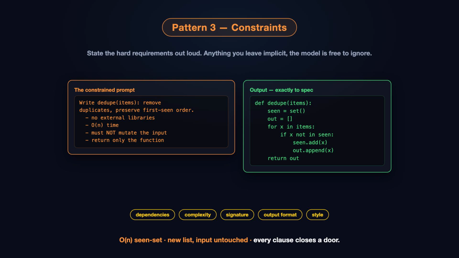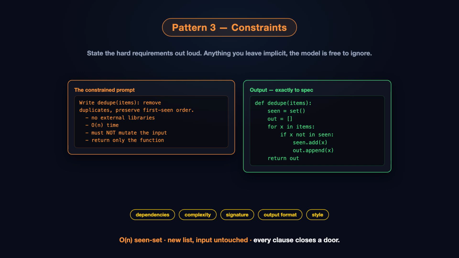And here's the output, clean, and exactly to spec. It keeps a seen set for O of n membership checks, it builds and returns a brand new list so your original is untouched, order preserved, no imports, nothing but the function.